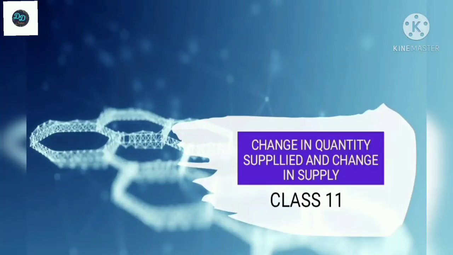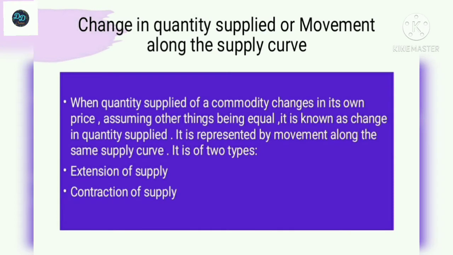In the last video, we discussed the factors affecting the price elasticity of supply for Class 11. Today we are going to learn change in quantity supplied and change in supply. First, change in quantity supplied, or movement along the supply curve.